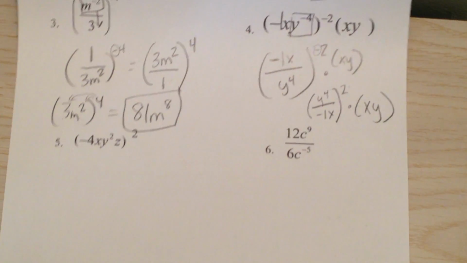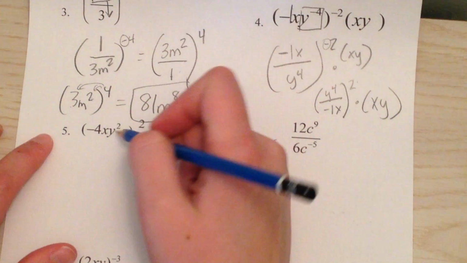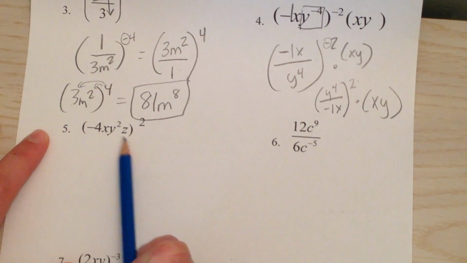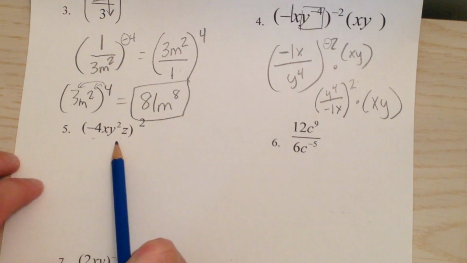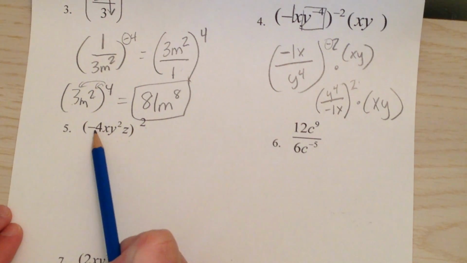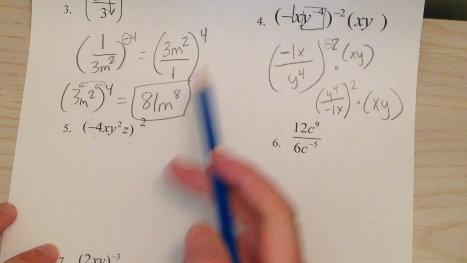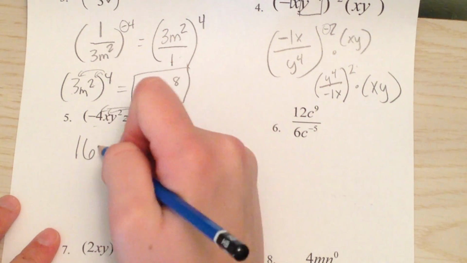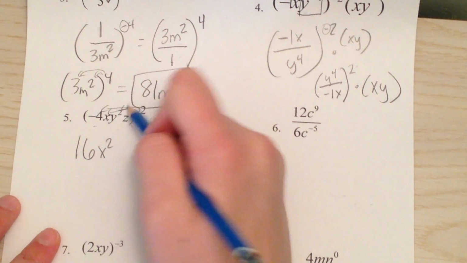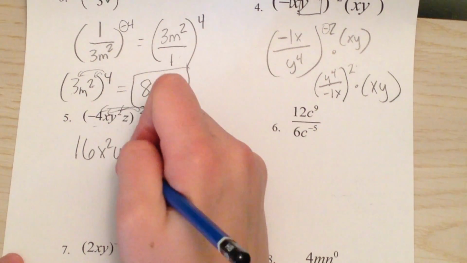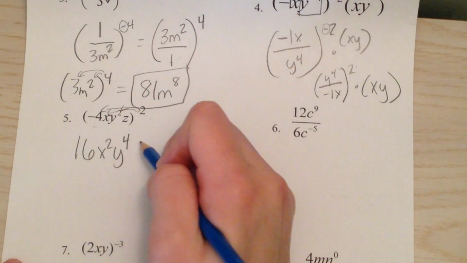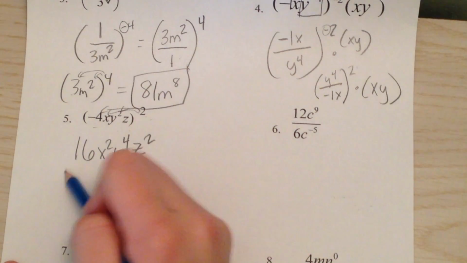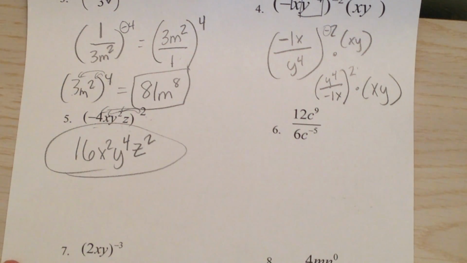All right, number 5, we've got everything in here squared. There's nothing in here specifically that I can change around yet, so let me just square everything. A negative 4 squared, that's negative 4 times negative 4, that's positive 16. My x squared is just x squared. I've got a square on another square, so we're going to have to multiply that, so that's y to the 4th, and then I get another z squared. And there we go, all good.